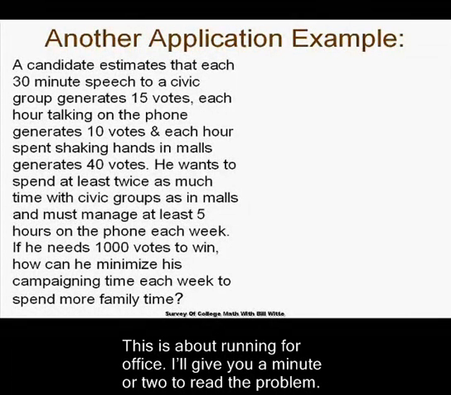He wants to spend at least twice as much time with civic groups as in malls, because he is civic-minded, that's why he's running. And he has to manage at least 5 hours on the phone each week. If he needs 1,000 votes to win, of course he can get more than 1,000, that's okay, but he needs at least 1,000 votes to win. How can he minimize his campaigning time each week to spend more family time?